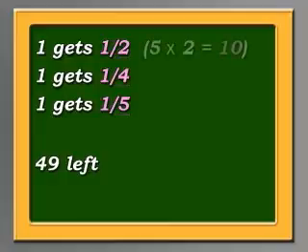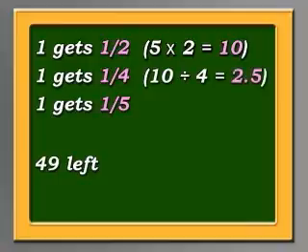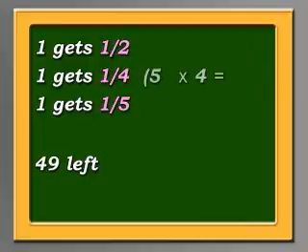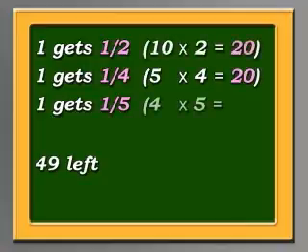Well, 5 times 2 is 10, but 4 doesn't go into it. Let's try 5 times 4. 5 times 4 is 20. 10 times 2 is 20. 4 times 5 is 20. So let's change them all into 20ths.